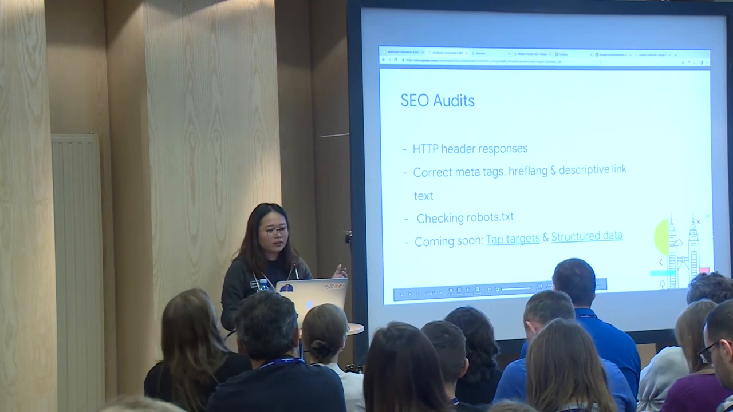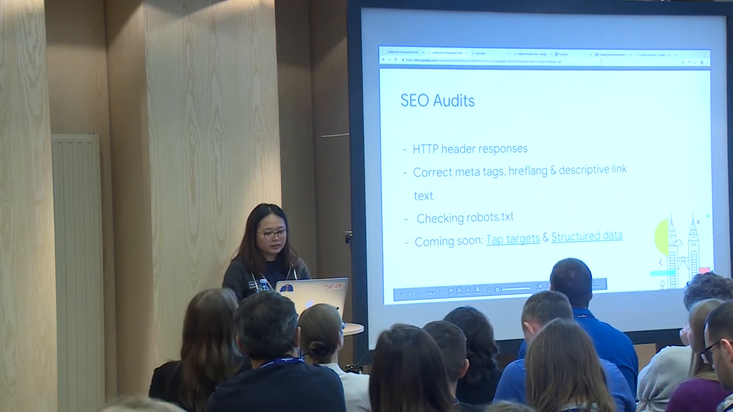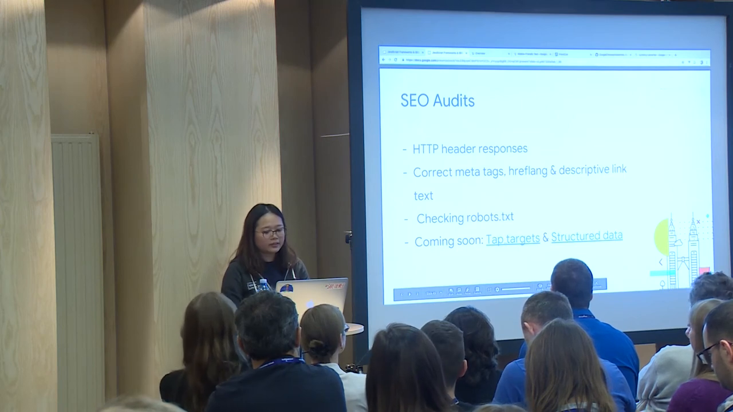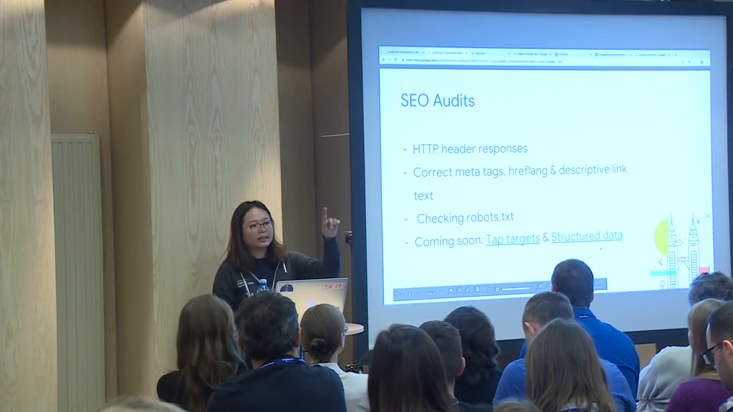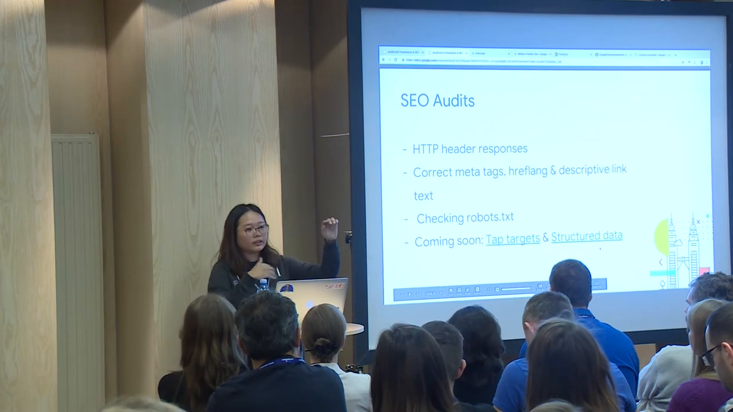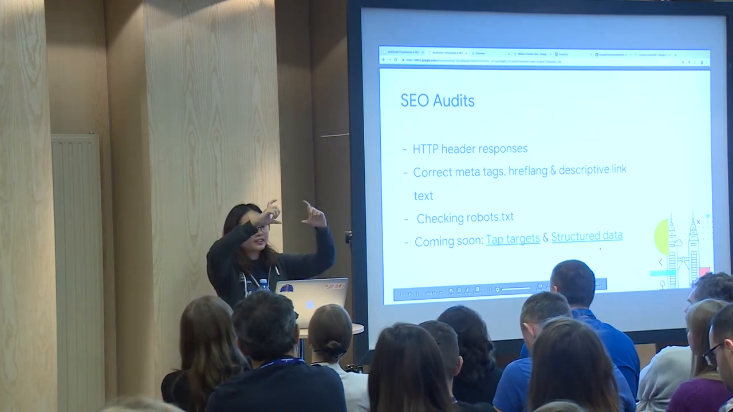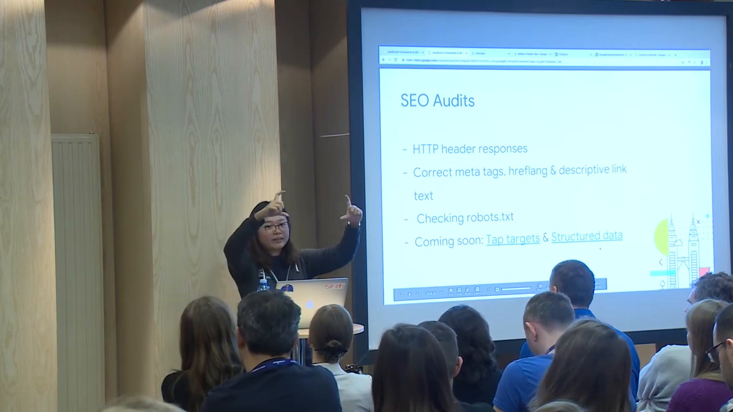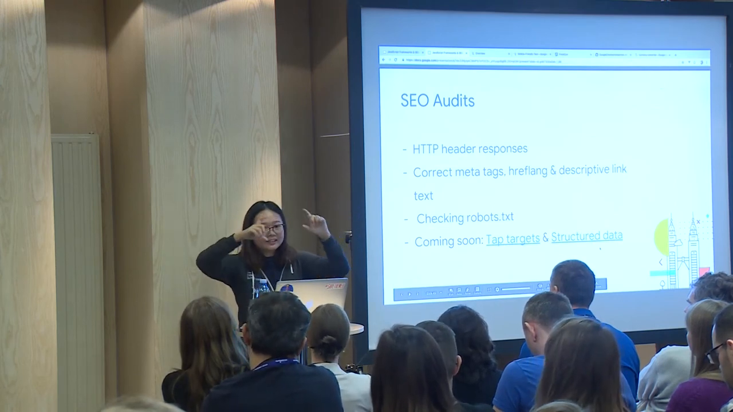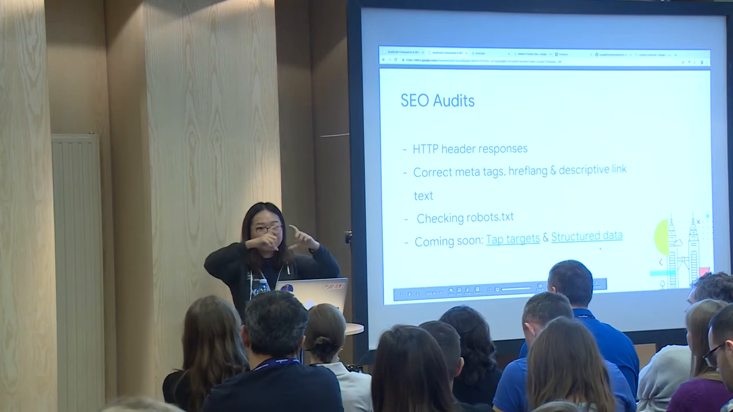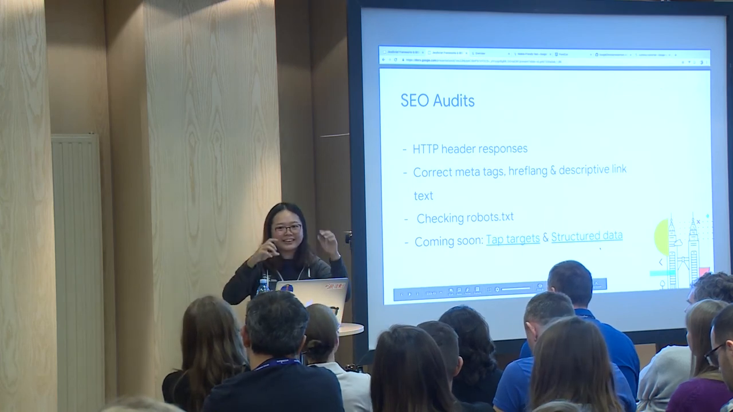In the SEO audit, there are a few things coming soon: the tap target and structure. Tap target is not available yet. The next thing it can help you test is tap targets. For example, your big button, you want the user to click, right? Does it follow best practices? Is it big enough? Is the color striking enough for the user to click?